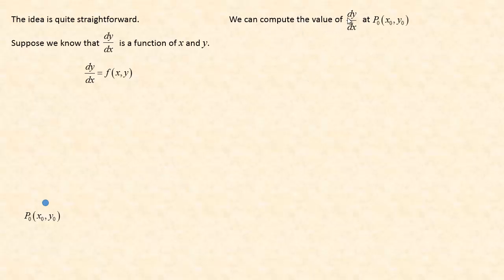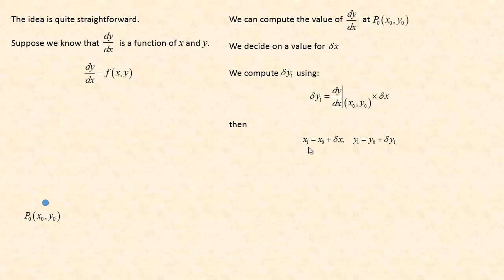We can compute the value of dy dx at p0, x0, y0 by substituting in the x coordinate and the y coordinate to this formula. We decide on a value for delta x, so that's under our control. We can choose delta x to be any step length that we want. Then we compute delta y1 by using delta y1 is the value of dy dx at x0, y0, this point here, multiplied by delta x. So we're using the small change formula there.